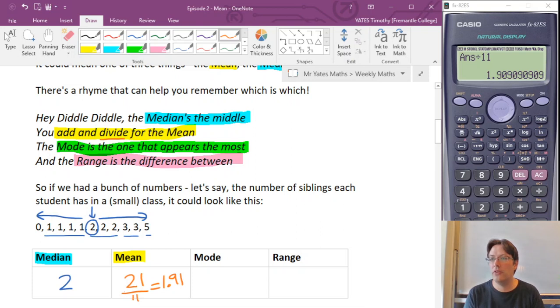Next up, we've got the mode. The mode is the one that appears the most. So which one of these numbers appears the most? Well, we've got 4 lots of the number 1, so that's going to be our mode.